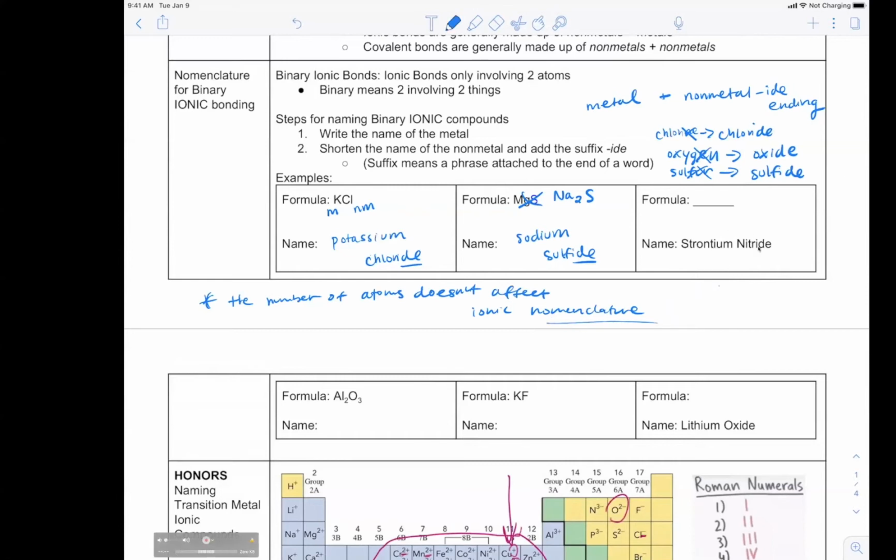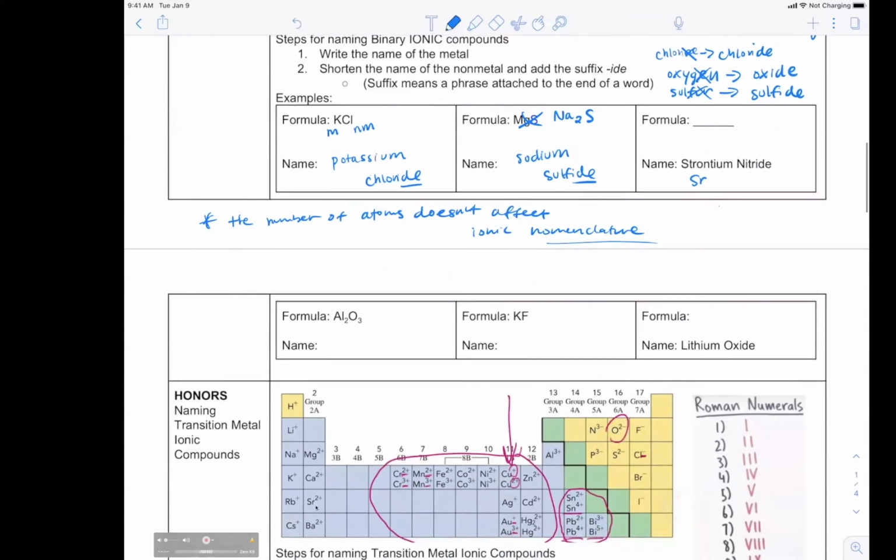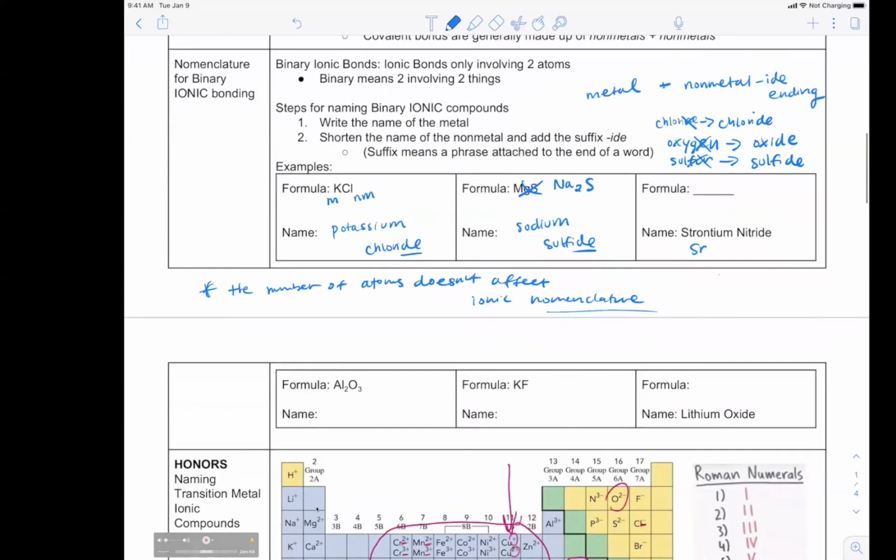Okay, and then strontium nitride, this is just kind of what we went over with bonding, right? So this is like the reverse, writing the formula from the name. So strontium is Sr. And if you look, strontium should be in column 2, so Sr2+. And then nitride is nitrogen, so nitrogen would be N3-. So just have to balance out the charges to 0 again.